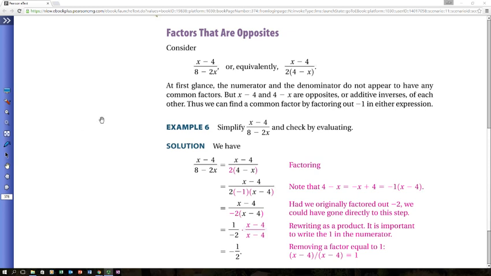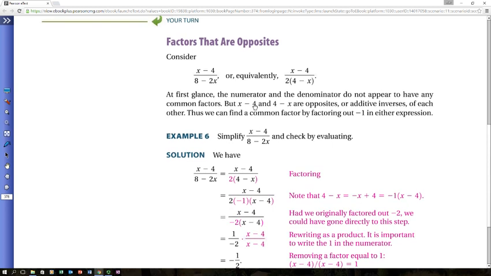Chapter 6, Section 1, Factors that are opposites. A lot of issues come around negatives, and we can always factor out negative ones if we want to change the signs of any terms, in a sense. They're going to look at this as a strategy for simplifying expressions.